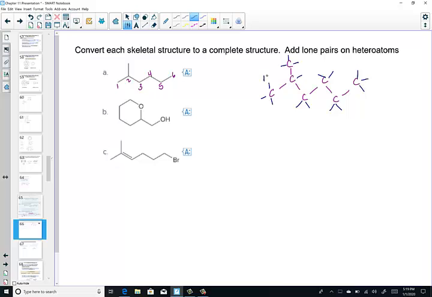So I'm just making sure that each carbon has 4 bonds, and when doing so, that tells me how many hydrogens to add to each. So this is our answer to the complete structure from the skeleton for compound A.